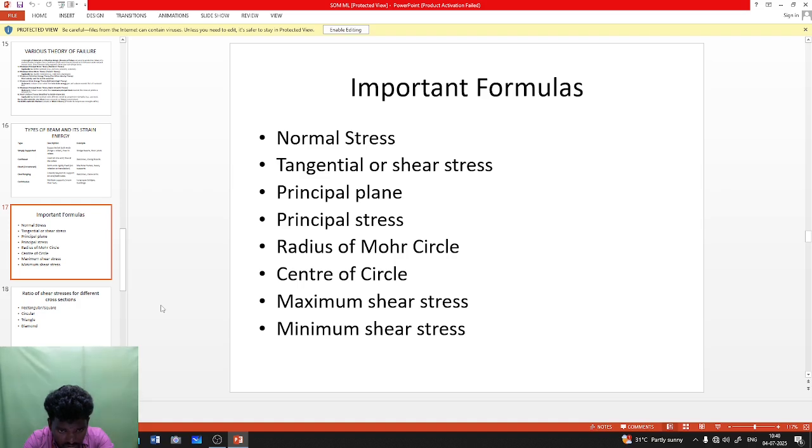The radius of Mohr circle is tau max is equal to (sigma max minus sigma minimum) divided by 2, also equal to 1 by 2 of the whole square root of (sigma y minus sigma x) whole square plus 4 tau xy square. Center of circle is (sigma x plus sigma y) divided by 2 and the other coordinate is 0. For maximum shear stress, tau xy is equal to (sigma x minus sigma y) divided by 2, and for minimum shear stress, tau xy is equal to minus of (sigma x minus sigma y) divided by 2.